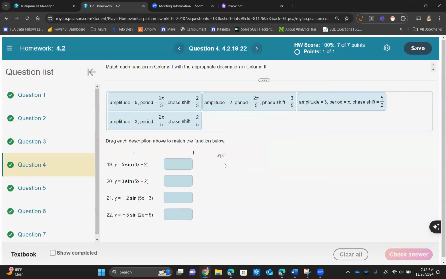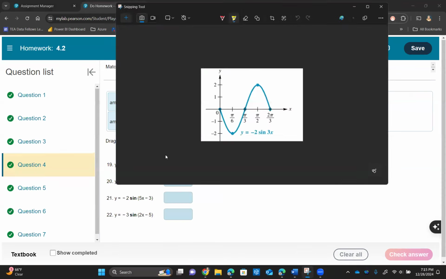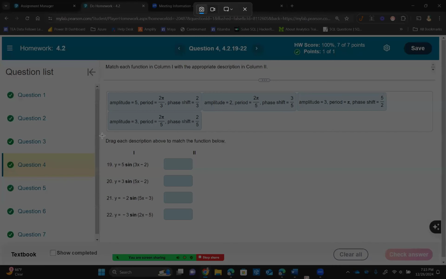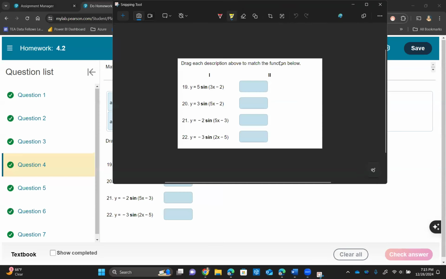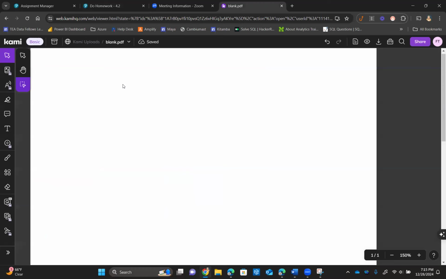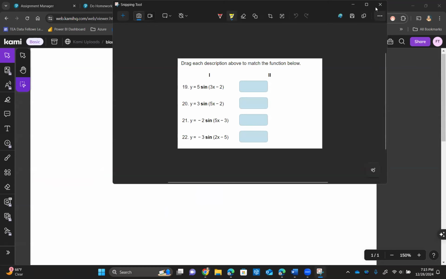On the homework, question 4, for each of these questions, we're going to choose the amplitude, period, and phase shift. To understand how to find the period, amplitude, and phase shift for each of these questions, let's copy them to a bigger space so we can actually show the work. And here, we're going to copy this.